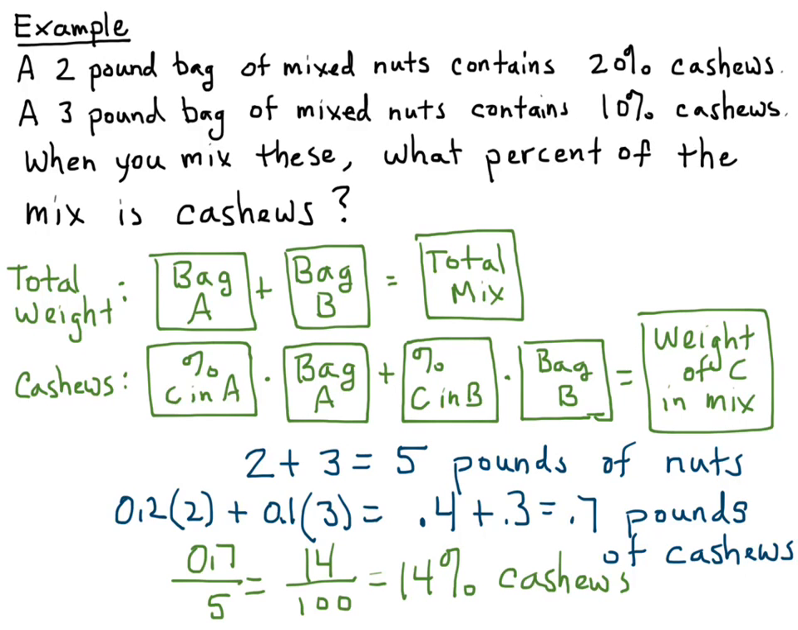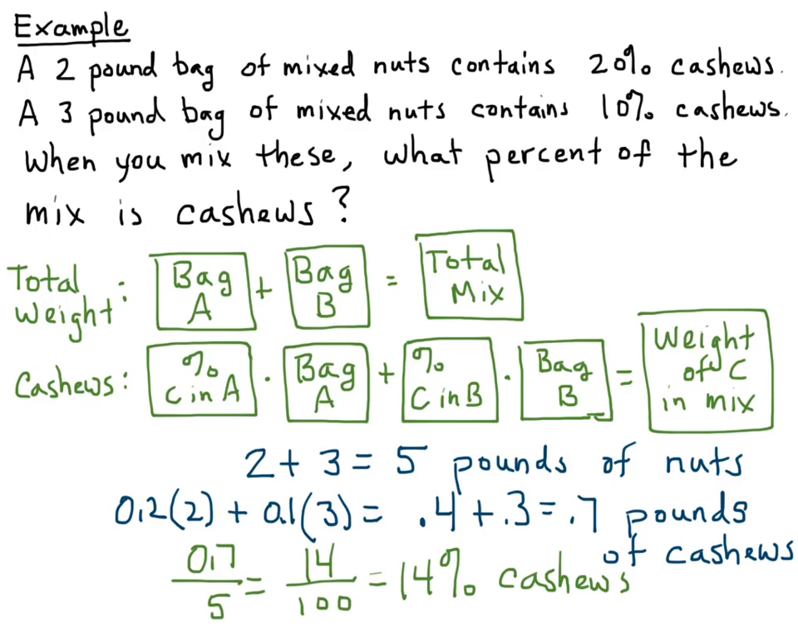Can you go back to that last slide just for a second? Why did you divide it by 5? Because the question was, when you mix these, what percentage of the mix is cashews? And what I found out in the equation was how many pounds of cashews do I have?